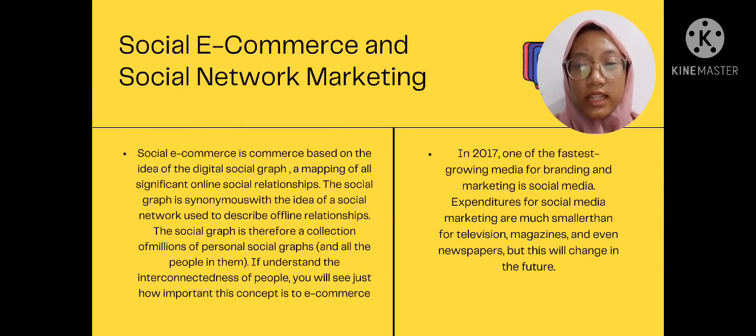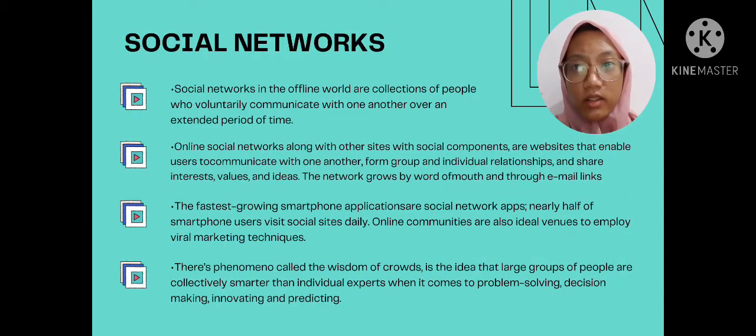In 2017, one of the fastest growing media for branding and marketing is social media. Expenditures for social media marketing are much smaller than for television, magazine, and even newspaper, but this will change in the future. Social networks in the offline world are collections of people who voluntarily communicate with one another over an extended period of time. The fastest growing smartphone applications are social network apps.